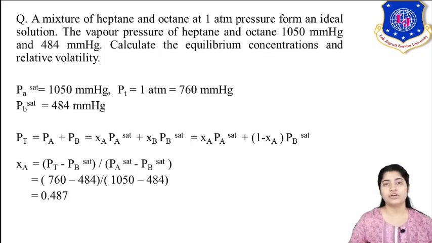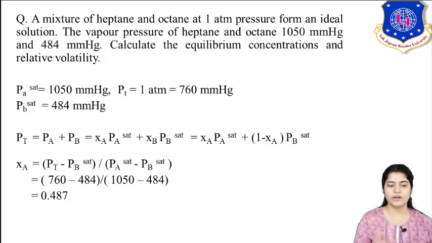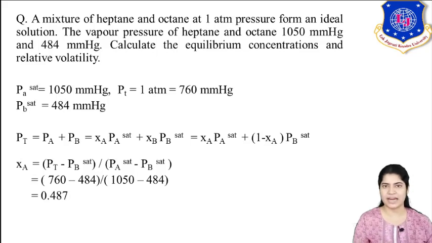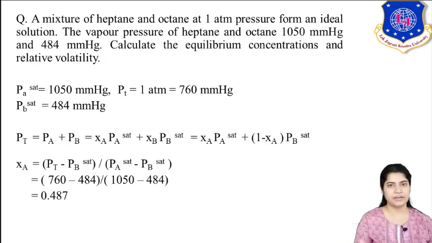What is your total pressure PT? Remember Dalton's law. It is the summation of partial pressures. So PT is PA plus PB. Now using Raoult's law, instead of PA I substitute XA PA sat. So XA PA sat plus XB PB sat. What is XB again? 1 minus XA. So that way I developed another equation.